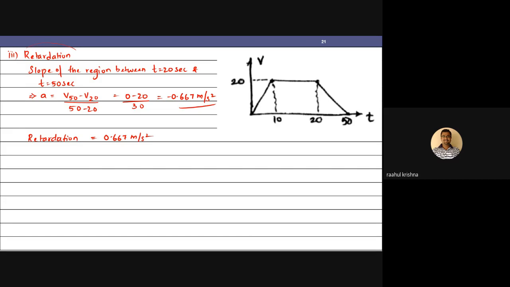If I'm talking about acceleration, the same case, then I have to write it as minus 0.667 meters per second square. I want you to understand the difference. When I'm saying that it is retardation, it already means it is the effect that is reducing the velocity. So at what rate is the velocity reducing? At 0.667 meters per second square. Any question here? No.